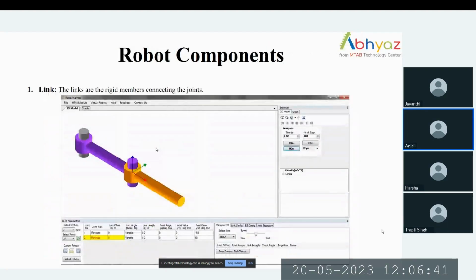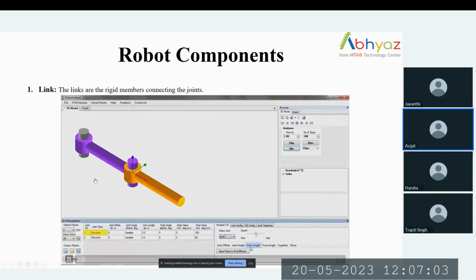So there are some components which are used in the robot. The first is links. A link is a rigid member which connects two joints. You can see in this video that the link can be defined by the distance between the two joints in the x direction. Let me show you this. For joint 1, you can see the movement in the x direction from joint 1 to joint 2.